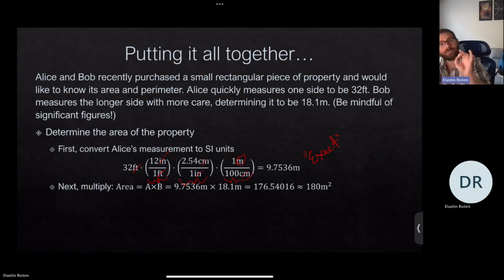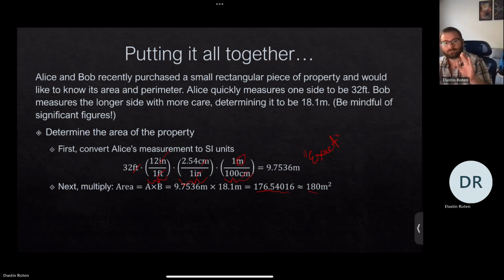All right, now we're good to go. We've just moved everything into the correct system of measurement. So we'll take Alice's value A and Bob's value B, multiply them together. You'll notice that we get quite a hefty number with lots of decimal places. But remember Alice, 2 sig figs? So that means we can say the area is roughly 180 meters squared.